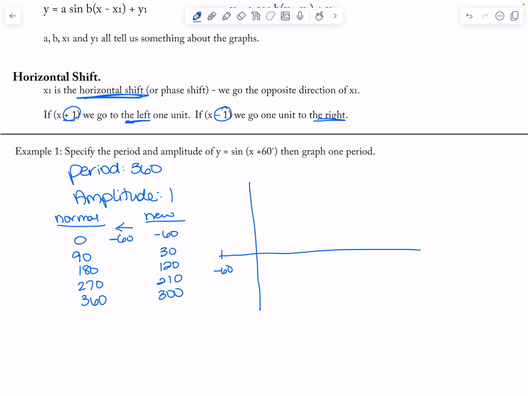So -60, and I'm starting with sine, so it has to start on the x-axis. And then I'm going up to 1 and -1, and then here's 30, and then here's 120, and then 210 and 300. So I'm going from 0, oh my goodness. So my graph should look something like this. So it's easier if I go through and I subtract off 60 degrees from everything that I normally have. So then that way I don't get confused, even though I just got confused.